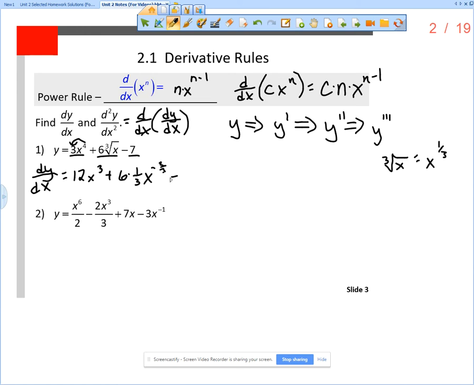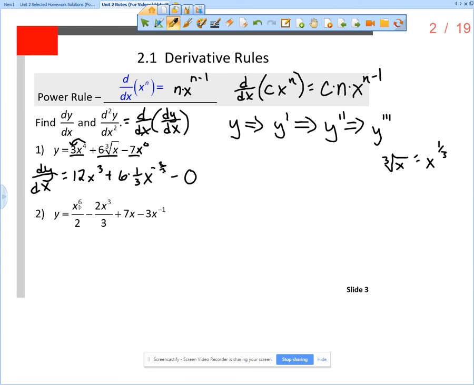Then I have minus 7. Keep in mind, 7 is really like 7x to the 0, right? So if I multiply 7 by 0, I get 0. Another way to think about this is 7 is a constant, so it's like a horizontal line. What is the derivative of a horizontal line? Well, that is 0. The slope of a horizontal line is 0. All right, so continuing on. The next one.